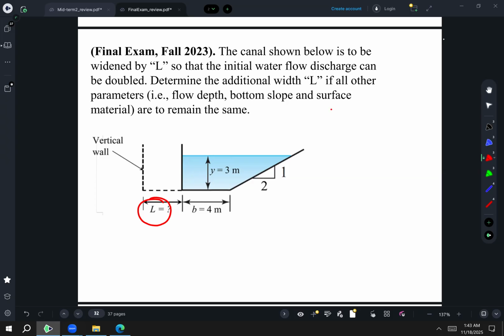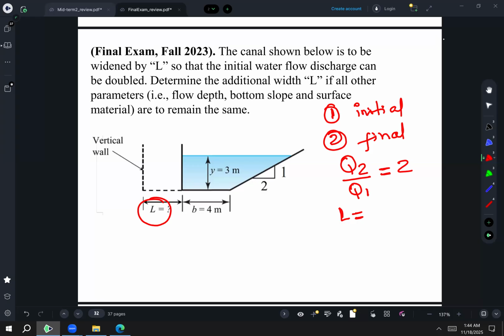So we have condition one, which is the initial, and condition two, which is the final condition. The flow in the final condition with respect to the initial condition is going to be double, so the flow will be twice the initial flow. Then we have to get what L should be for the flow to double. So we can apply the Manning's equation.